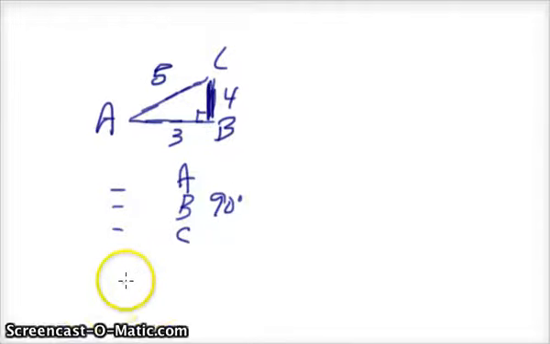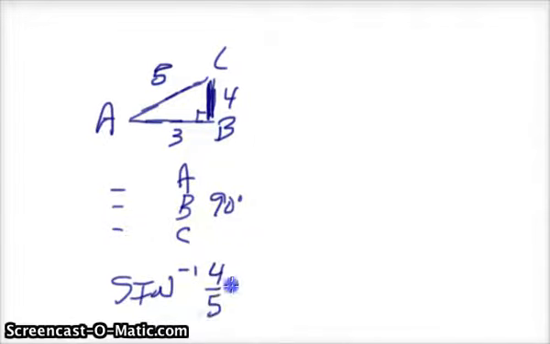You could do inverse sine of A, which is opposite over hypotenuse, and then you can find the angle. Make sure your calculator is in degree mode. This is a very important, very basic skill in trigonometry. Now watch what happens.